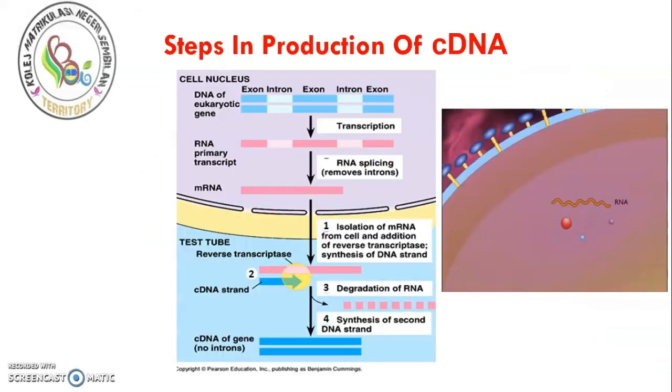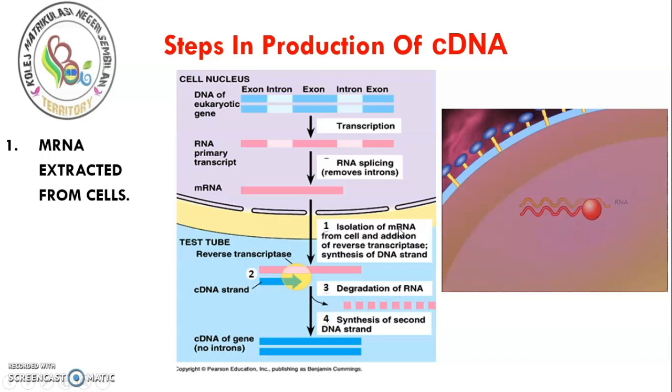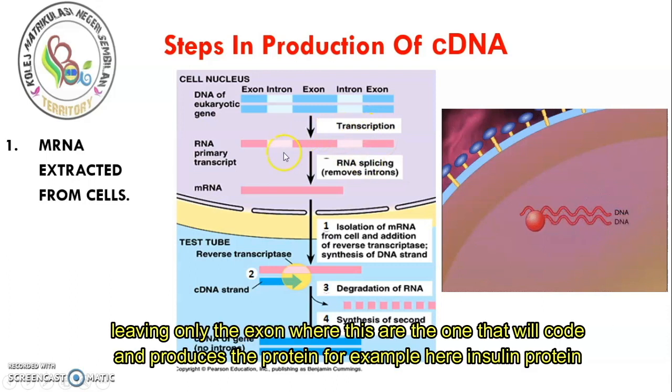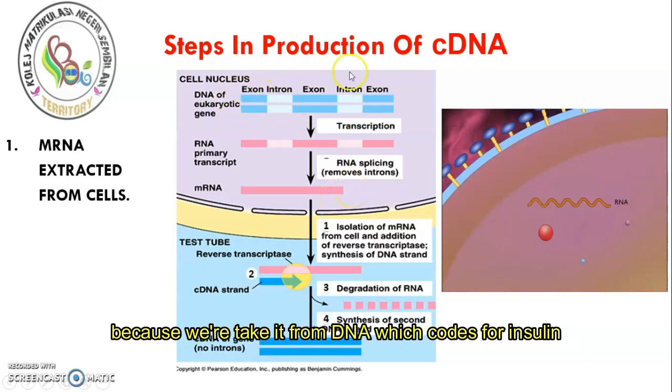So these are the steps in production of cDNA. First, we need to isolate the mRNA. Why? Because again, in your cell, you already splice out the intron, leaving only the exon, which is the one that will code and produce the protein. For example here, insulin protein, because we're taking the DNA which codes for insulin.